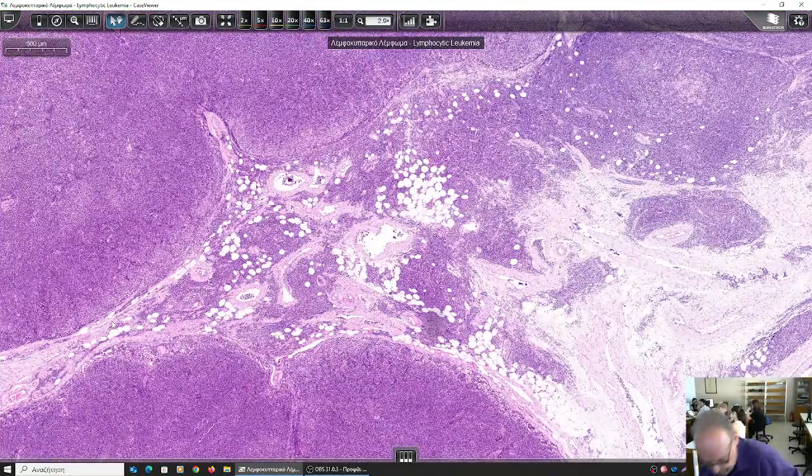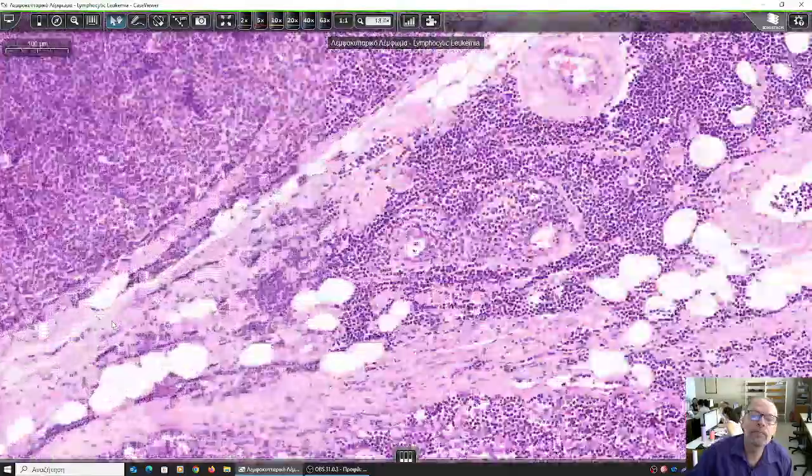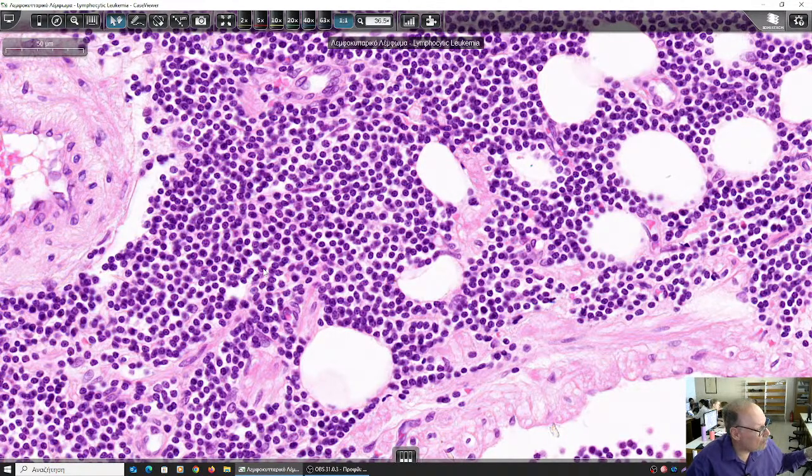Yes, the fat cells are being invaded, clearly beyond the capsule, by those deceptively benign looking small lymphocytes. You see here cells perfectly normal in appearance, but of clonal nature. They have a clonal proliferation. So what do we do? We perform the markers.